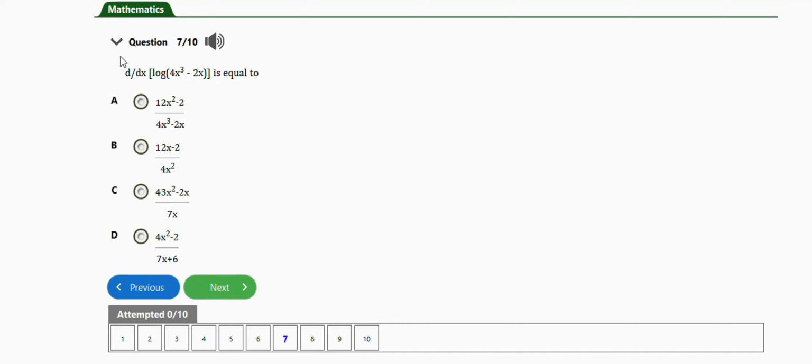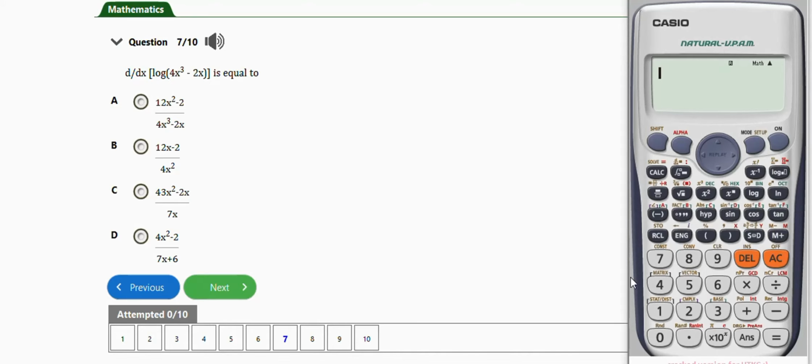Okay, so it says given d by dx, so this is a function log in bracket 4x cubed minus 2x bracket close is equal to what? So let's find the derivative of this function. Let's do the calculator. Alright, so as usual, it's sitting on the calculator. I'm still going to work with it. So bring out the derivative function, shift and this button.